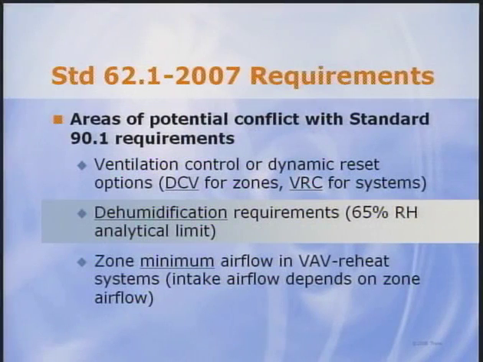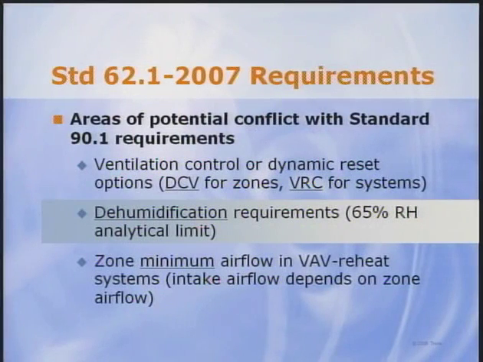So, it looks like demand-controlled ventilation requirements in the two standards are perfectly compatible. Standard 62 allows it, sometimes Standard 90.1 requires it, and designers can deal with it. Good. Now let's move on to the next area of potential conflict: reheat when dehumidifying.